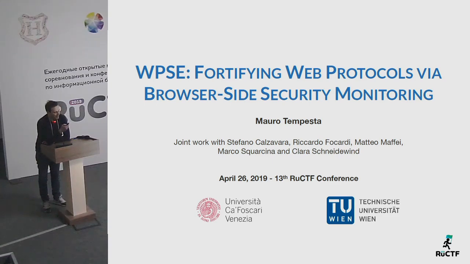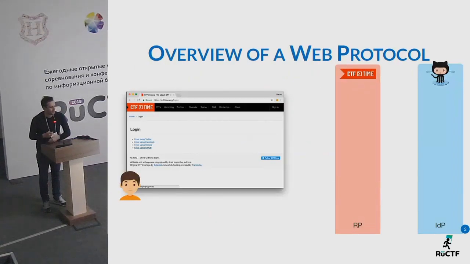So, let's start by having a look at what a web protocol is and what it looks like. Essentially, web protocols are protocols that are built on top of HTTP and HTTPS, and they are typically used to implement authorization or authentication features like single sign-on. Here I propose a small example. Probably you know the website I want to connect to.